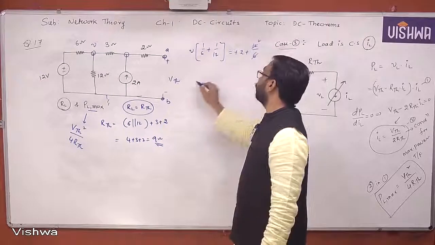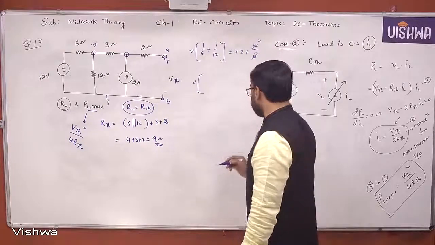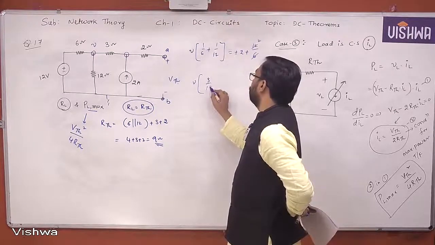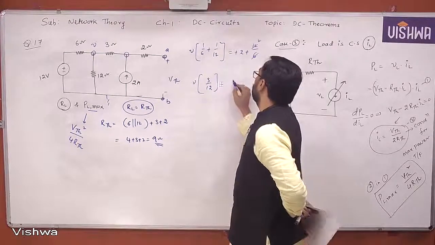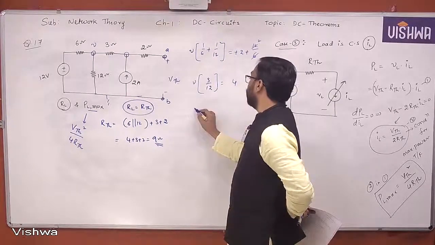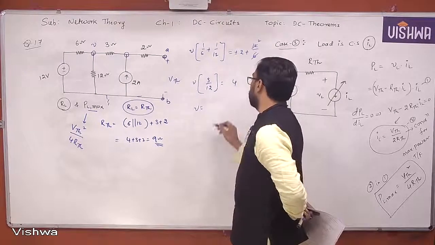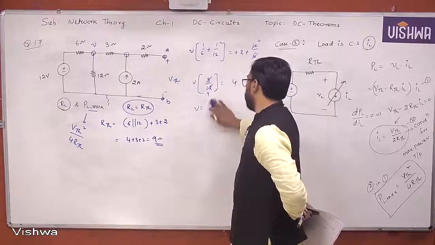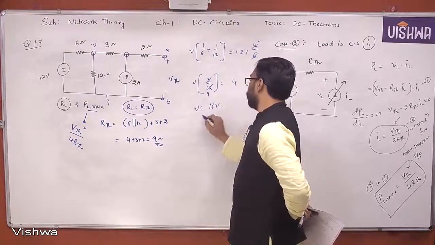2 jump. V of 2 plus 1, 3 by 12 is equal to 4. That's it. So what do you get here? V is equal to 48 by, this is 3 4, that is 4, 16 you are getting. That's it. 16 volt.